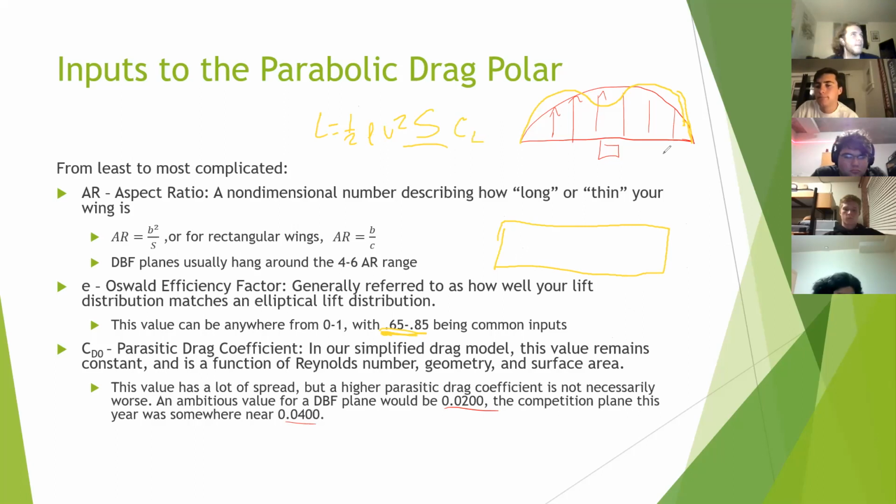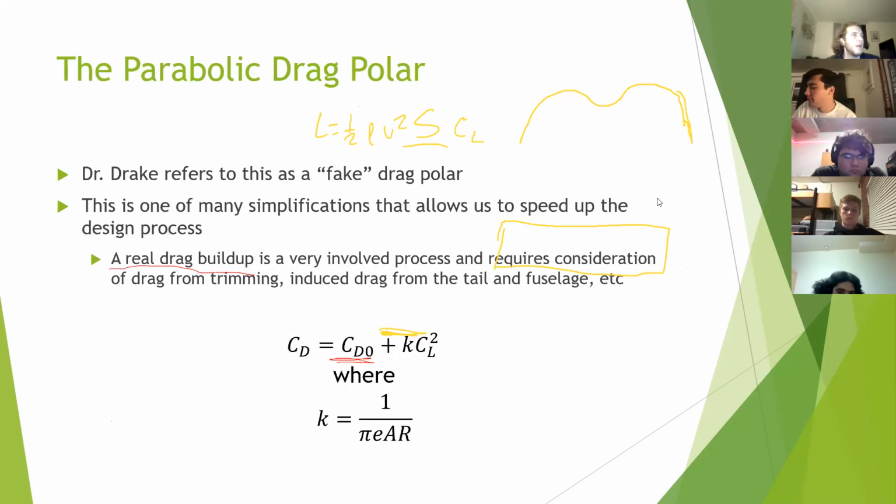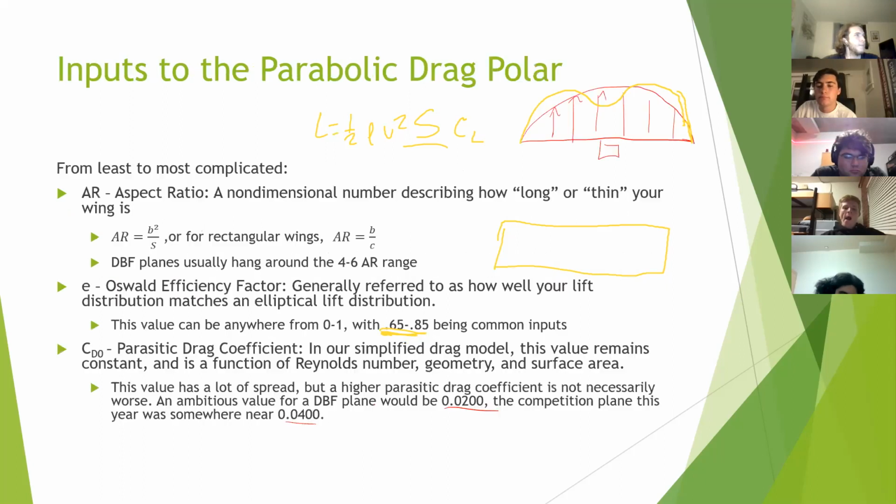Because it is in the denominator of this equation, higher aspect ratio wings have lower induced drag. But they are also often harder to build, and you can end up not being able to turn as sharp or whatever.